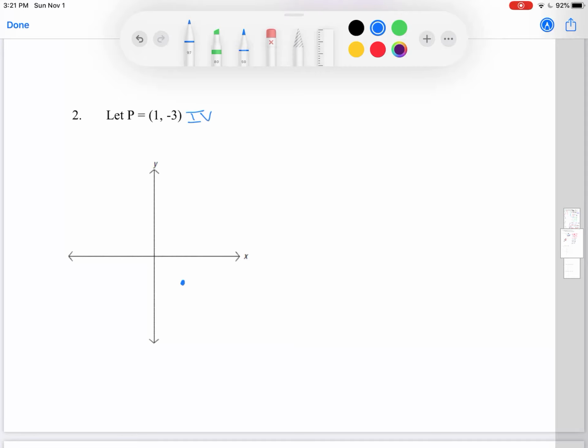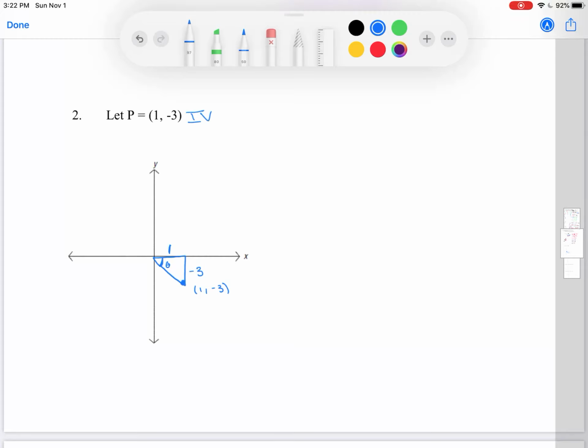So this next point, 1, -3, is going to be positive on our x, but negative on our y. So this is going to put us in the 4th quadrant. Let's say maybe right about here. I'm just making my triangles bigger so that I can see a bigger picture. So this represents 1, -3.